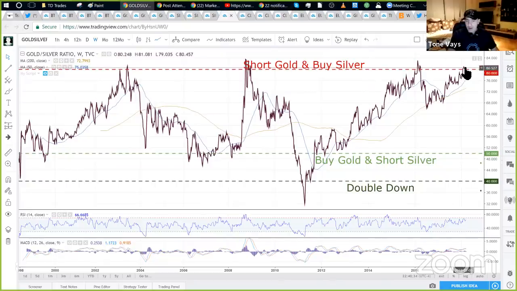So right now, once again, gold is grossly overvalued compared to silver. So either silver needs to go up and catch up to gold, or gold needs to start to go down really, really quick to catch up to silver, because whenever this ratio hits 80 times, not many good things happen in the gold to silver ratio.